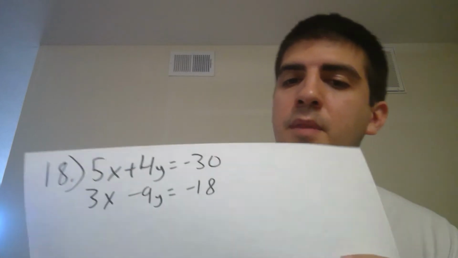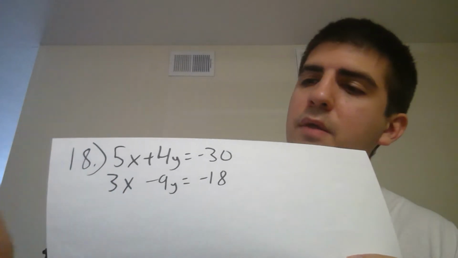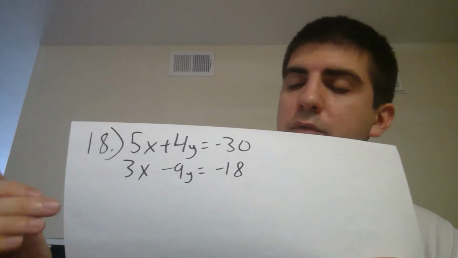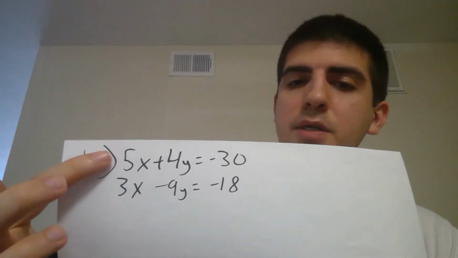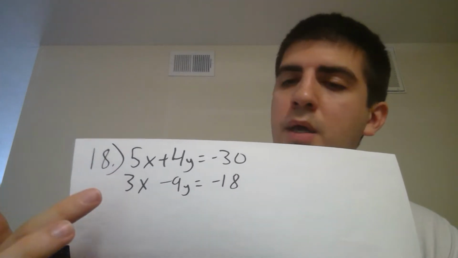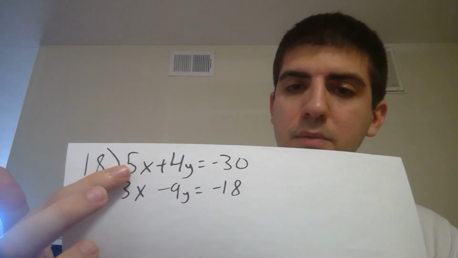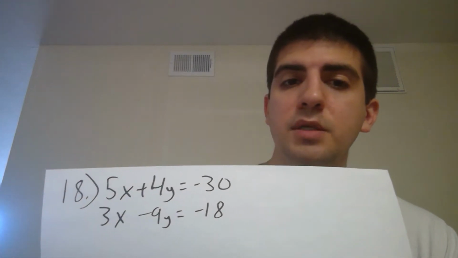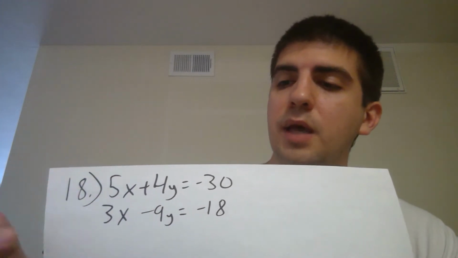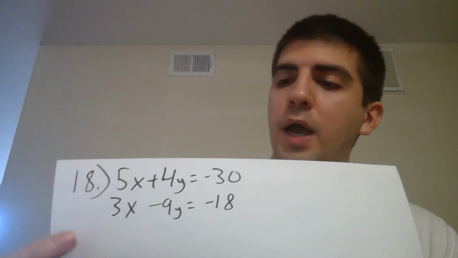So pause here. Think of a number that both 3 and 5 go into. If you cannot do it in your head, multiply the top equation by the bottom number and the bottom equation by the top number. Make sure one of them is positive and one of them is negative. In this case, I'm going to multiply the top by negative 3. I'm going to multiply the bottom by positive 5.